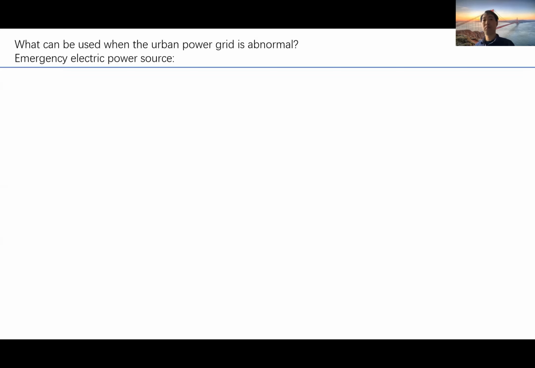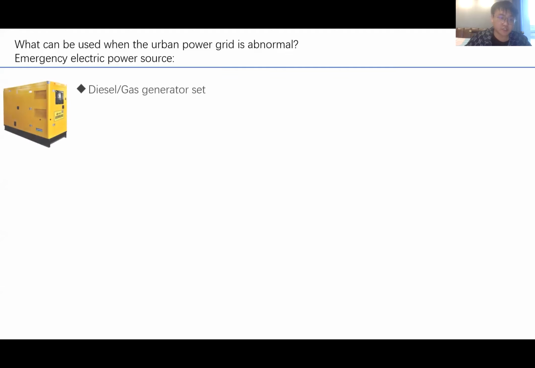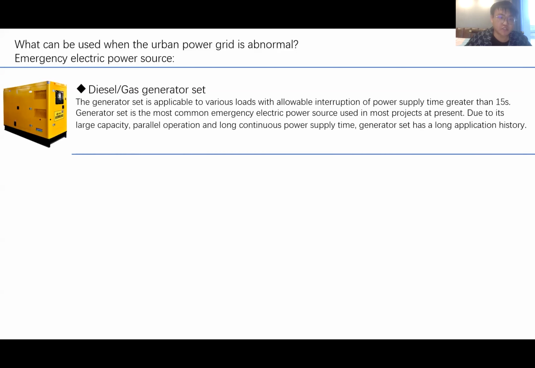There are 3 main kinds of emergency electric power sources so far. The first kind is the diesel or gas generator set. The generator set is applicable to various loads with allowable interruption of power supply time greater than 15 seconds. Generator set is the most common emergency electric power source used in most projects at present. Due to its large capacity, parallel operation, and long continuous power supply time, generator set has a long application history.